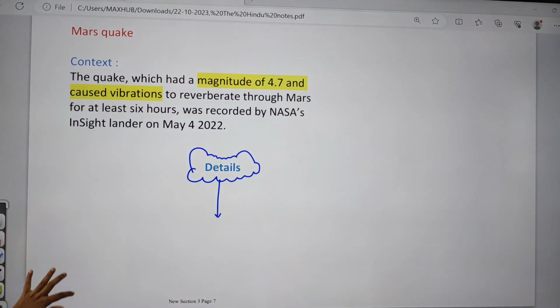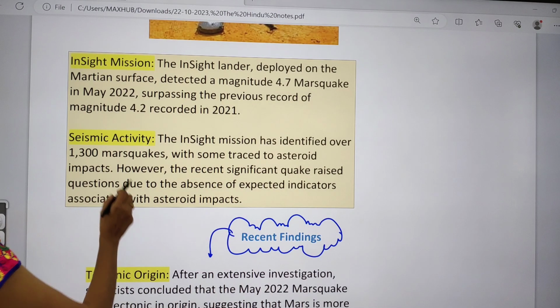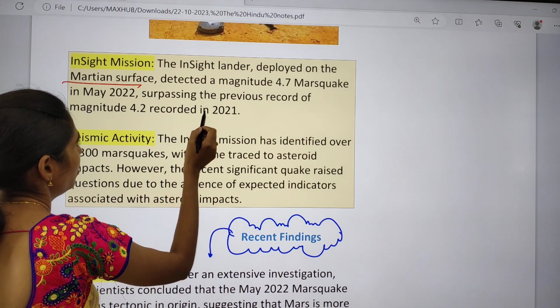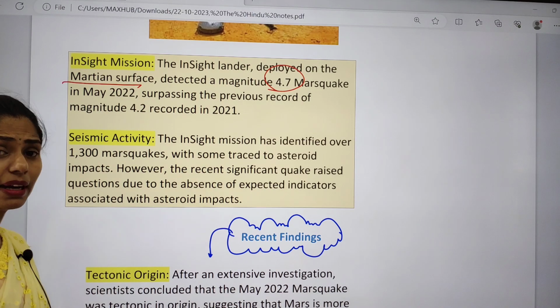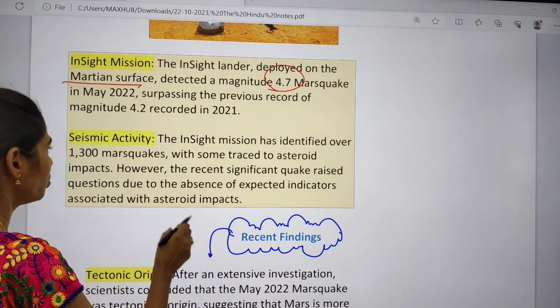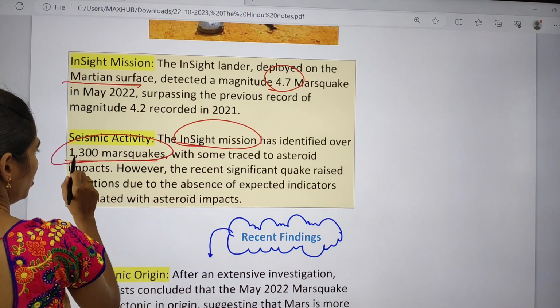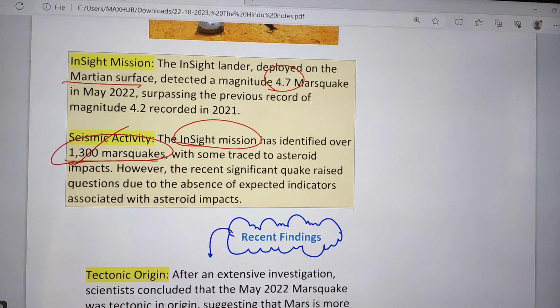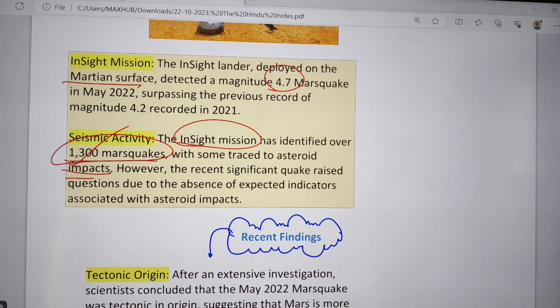And if you see the details, it says that the InSight lander deployed on the Martian surface detected a magnitude 4.7 Mars quake in May 2022. Why vibrations? Because of the seismic activity, that means nothing but the release of energy. The InSight mission has identified over 1300 Mars quakes. Why? Because of asteroid impacts. This is mainly what was said by InSight's lander.